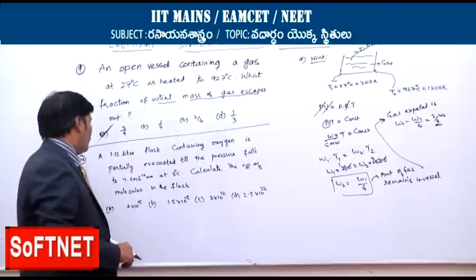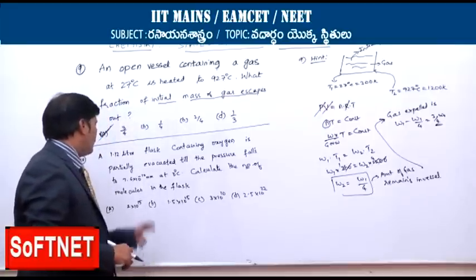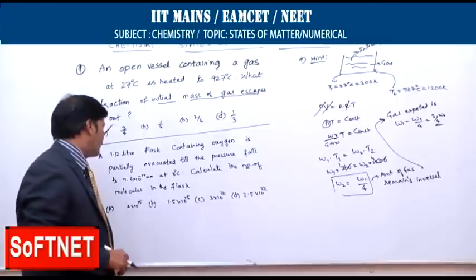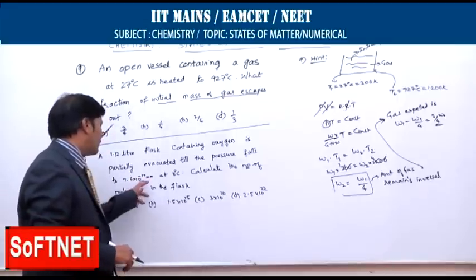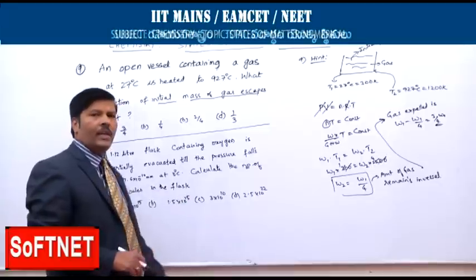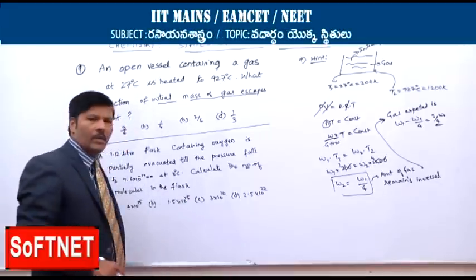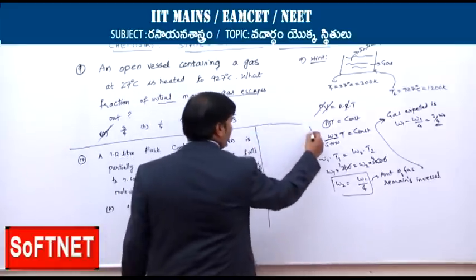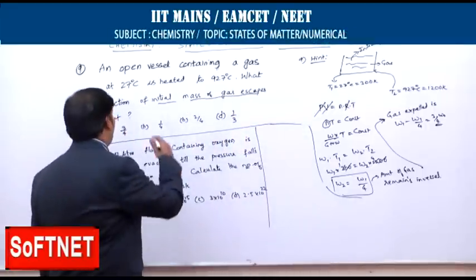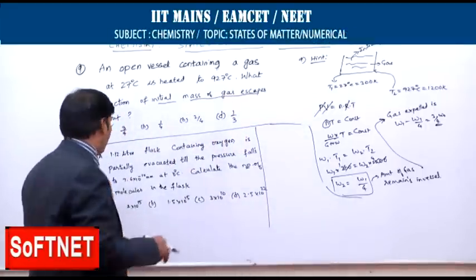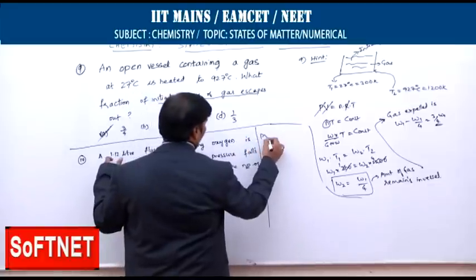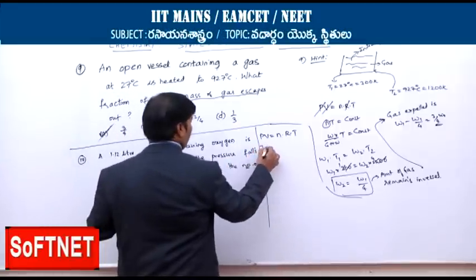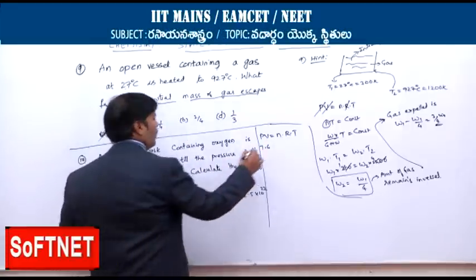Now going to the 10th one: 1.12 liters of the flask containing oxygen is partially evacuated till the pressure falls to 7.6 into 10 to the power of minus 10 millimeters at 0 degrees centigrade. Calculate the number of molecules in the flask. I have a little bit of space over here, which I will utilize because most of the space has been used for solving problem number 9. For problem number 10, here also I am going to apply PV equals nRT. The pressure he gave is 7.6 into 10 to the power of minus 10.